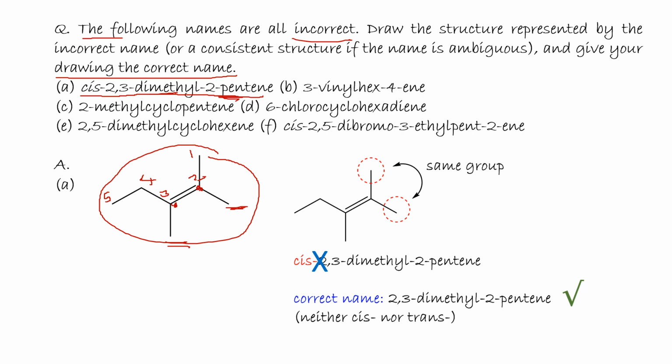Looking for the carbon number 2. Here we have two methyl groups, identical. If the carbon carries two identical groups, we cannot name it cis or trans. Here we have two same groups, so when we say cis, that's wrong. Okay? And the correct name will be 2,3-dimethylbenzene, 2-benzene. Or you can write 2,3-dimethylbenzene, 2-ene. Okay?